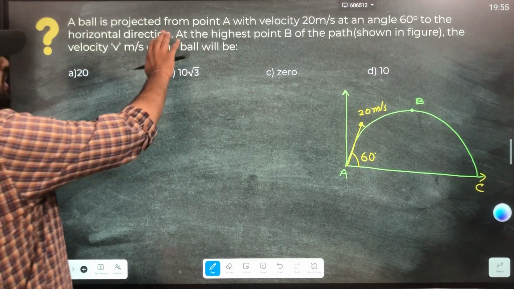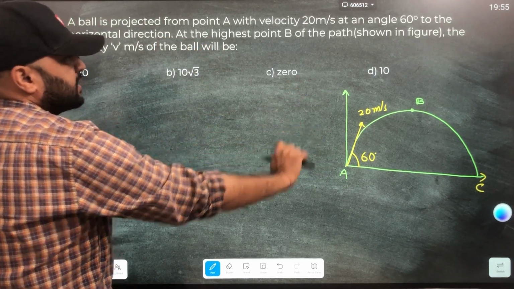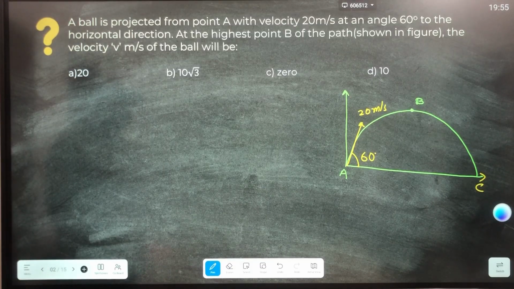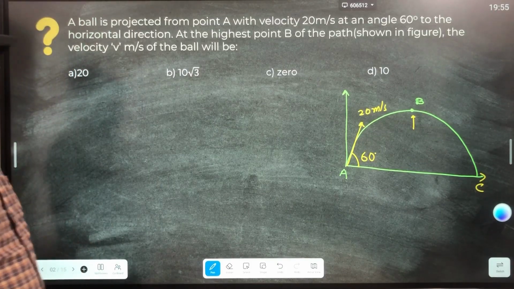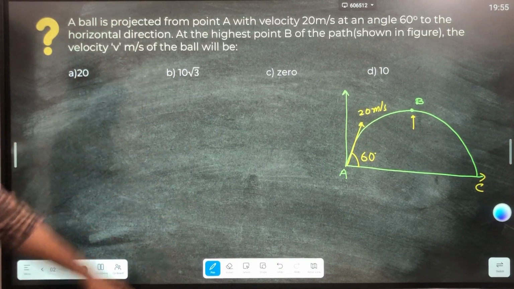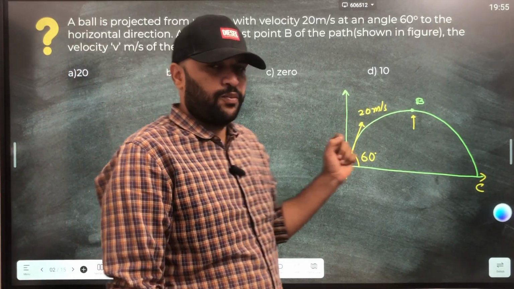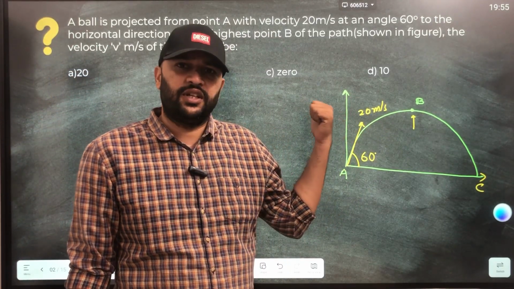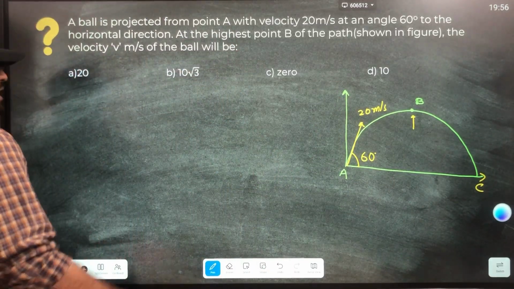The problem says a ball is projected from point A with a velocity of 20 meter per second at an angle of 60 degrees to the horizontal direction. At the highest point B, shown in the figure, the velocity v meter per second of the ball will be, so we have to find the velocity at the highest point. Now we have done a similar problem in the previous lecture. In case you have not seen the previous lecture, the link is in the description, you can watch it. Let me come back to this.